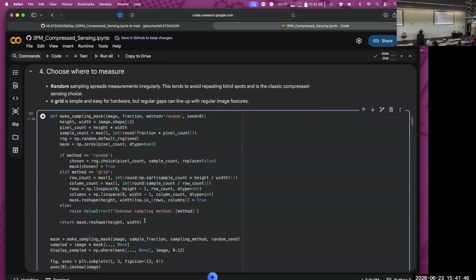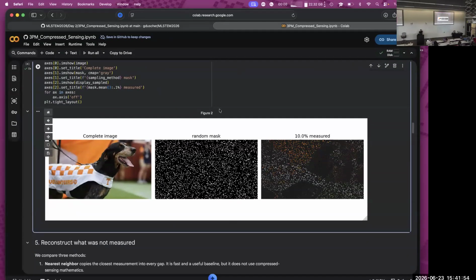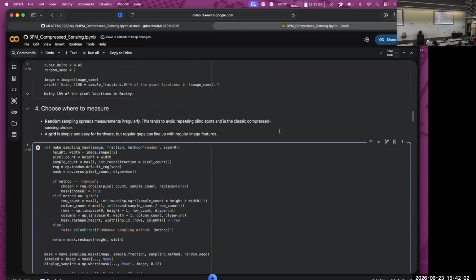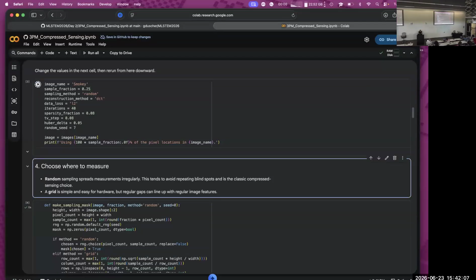Okay, so here I'm going to define a function that just helps us make a sampling mask. And it really just sets some of the pixels to 0, some to 1, and then multiplies. So here's 10% of Smokey. Maybe we can take a few more measurements, maybe 25%.